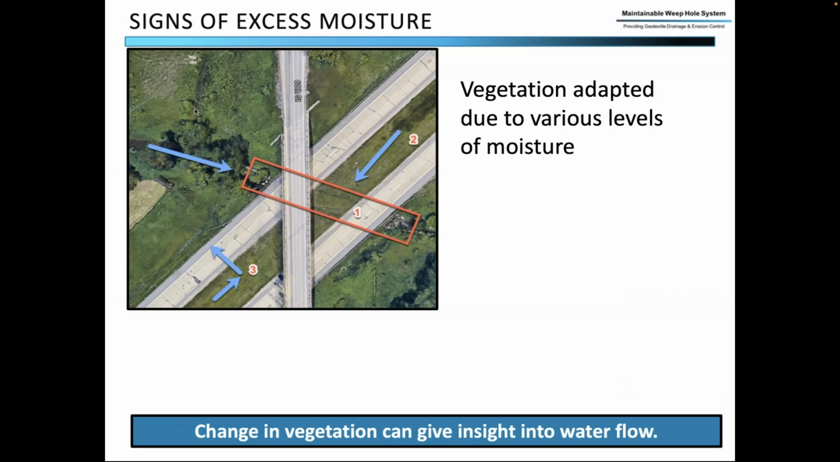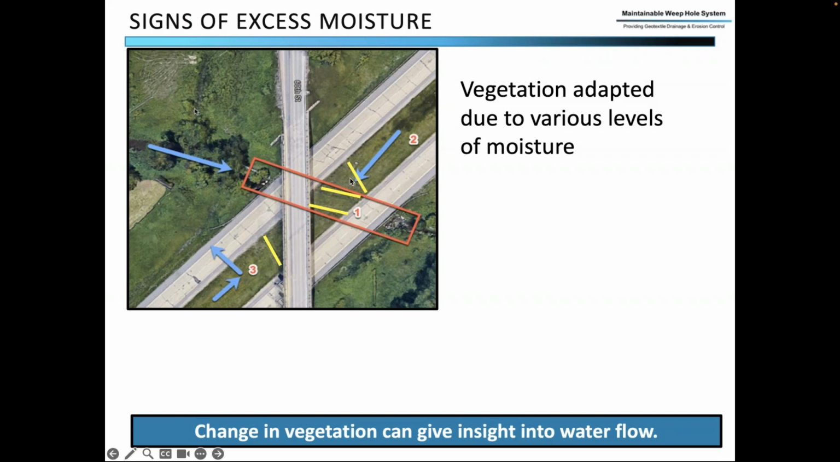Change in vegetation. This is a box culvert, Michigan DOT, and you can see right in the center here distinct lines of where the vegetation changed right on top of the box culvert. Further back, the vegetation changed again. And looking at these plants, they were very high moisture loving content plants.